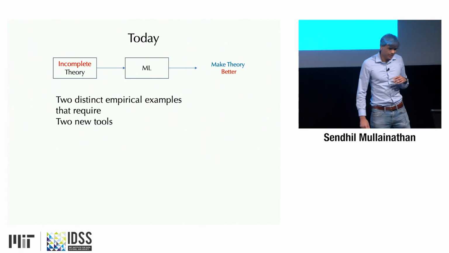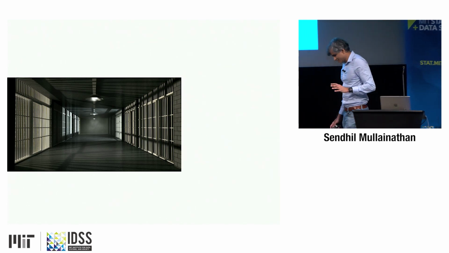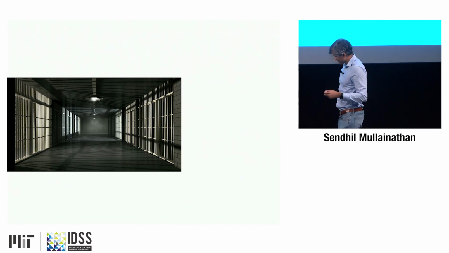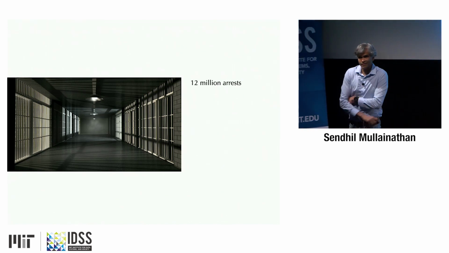So for the first one, I'm going to talk about a very concrete problem. So we'll start very, very applied. Every year in the United States, there are about 12 million arrests. If you pause for a minute, you'll realize how big of a number this is.